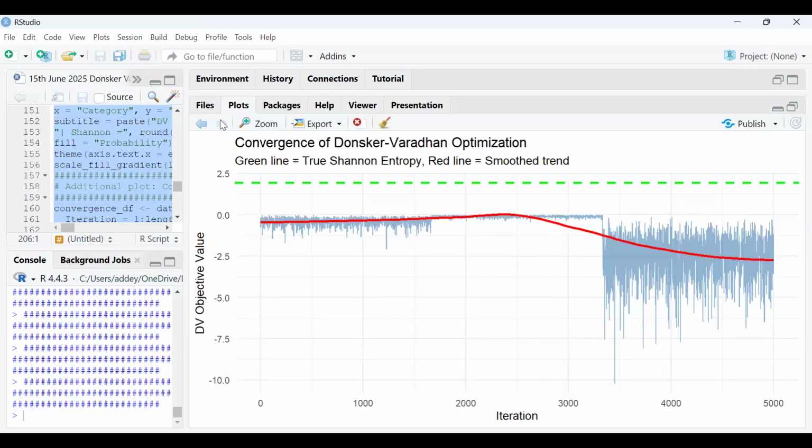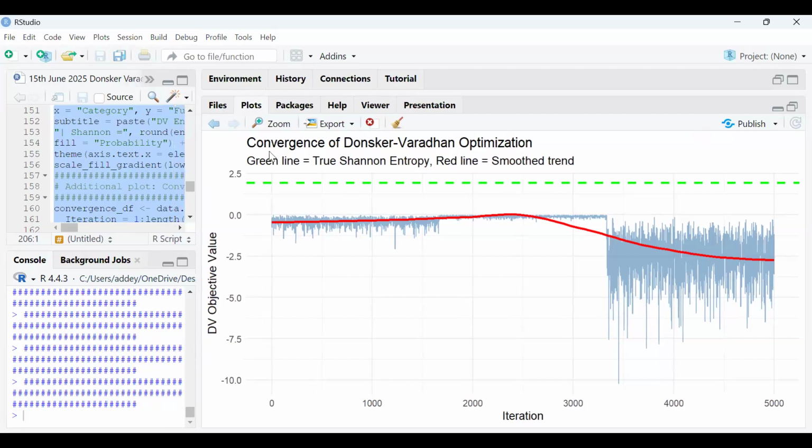And then this shows us the convergence of the Donsker-Varadhan optimization. Now, one thing we should note is that if we have convergence for the Donsker-Varadhan optimization, it is almost equal to the Shannon entropy. So over here, what we are seeing is that the green line captures the true Shannon entropy, and then this is the smoothened line.